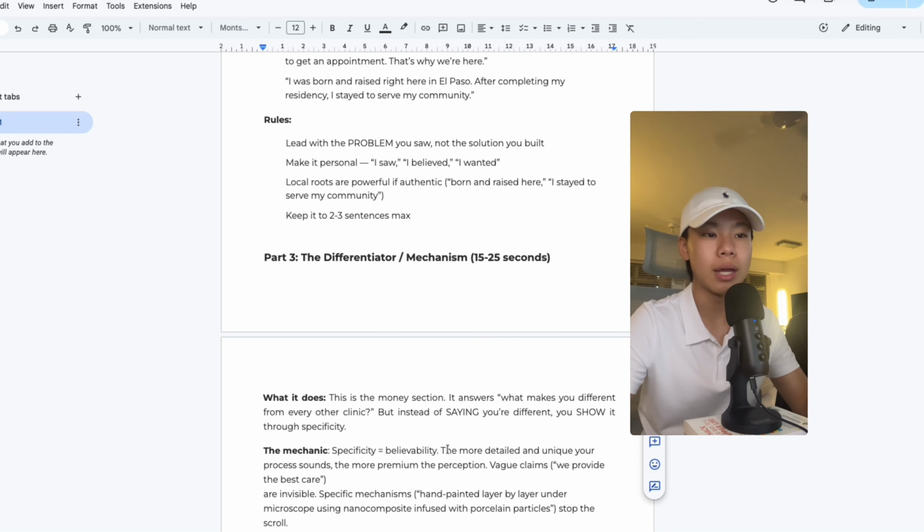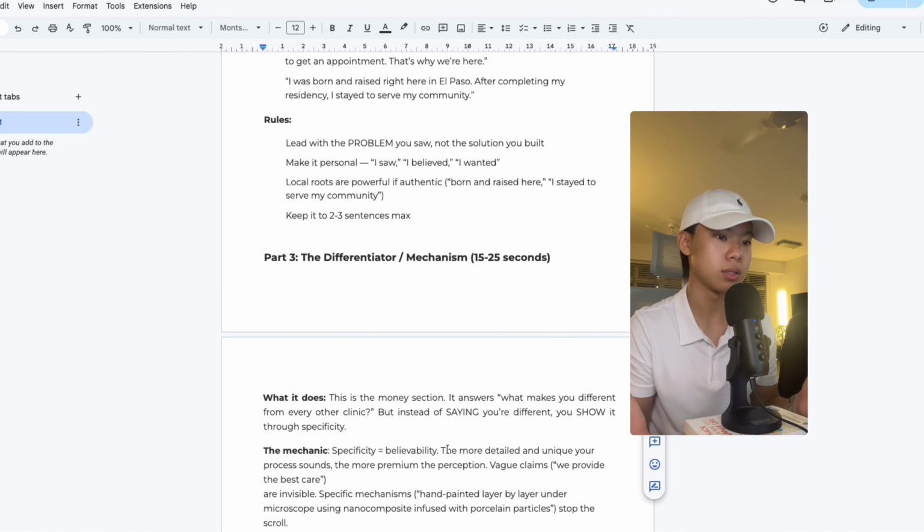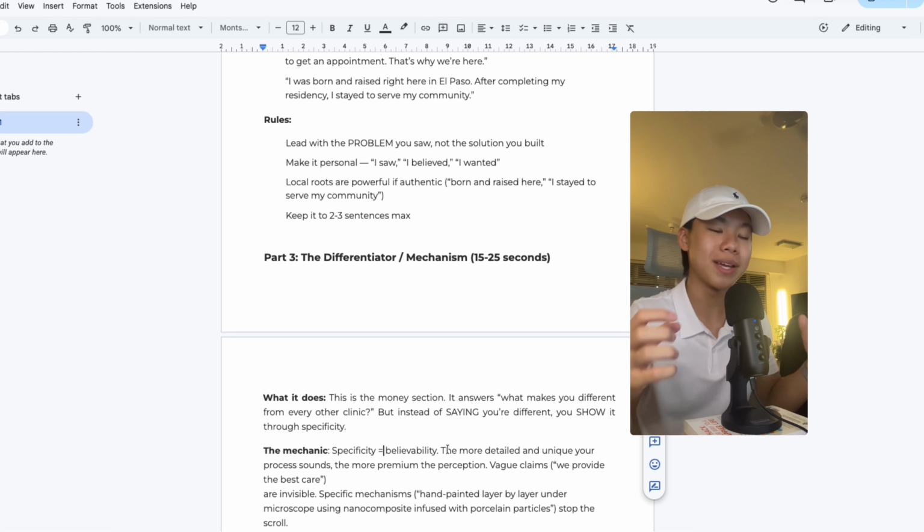The more detailed and unique your process sounds, the more premium the perception that people are going to have about your process. The vague claims, for example, like we provide the best care, we provide the best treatment, that's not going to work. Those are invisible. So the specific mechanisms can be hand painted layer by layer under microscope using nanocomposite infused with porcelain particles, whatever I'm rambling about, make it specific.